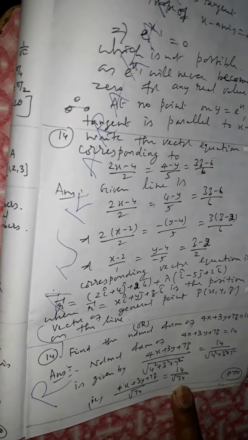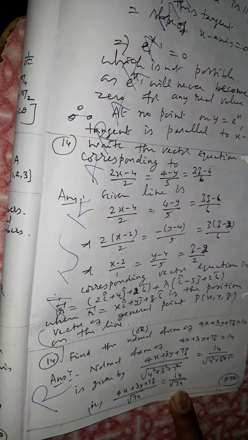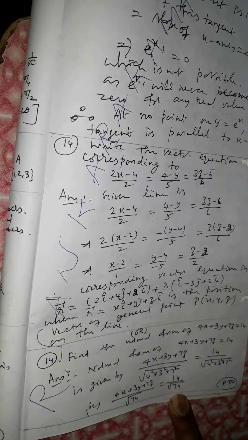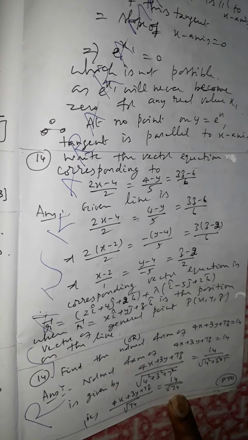Okay, that is (ax plus by plus cz) by root of (a square plus b square plus c square) is equal to d divided by root of (a square plus b square plus c square) will be the corresponding representation. Okay, let me just move on to the next page.